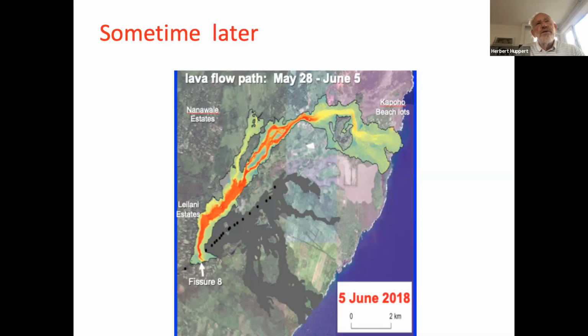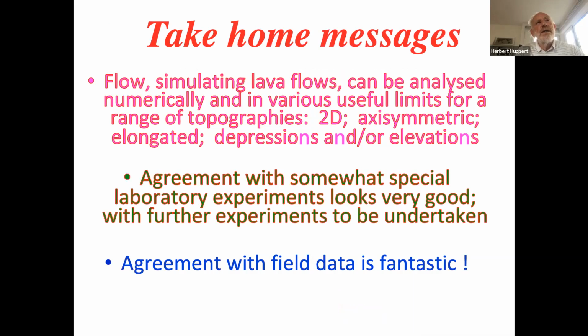And that's why I put the field data agreements in small letters. So the take-home message is that viscous flows, which simulate lava flows by considering them in the Newtonian limit, and I believe, and I can give you lots of examples, that is a good limit, where you can learn a lot. We can look at them numerically. We can get a lot of useful limits analytically, asymptotically, for a whole range of topographies.